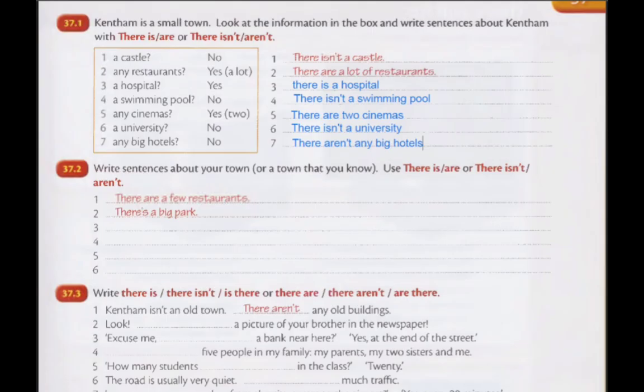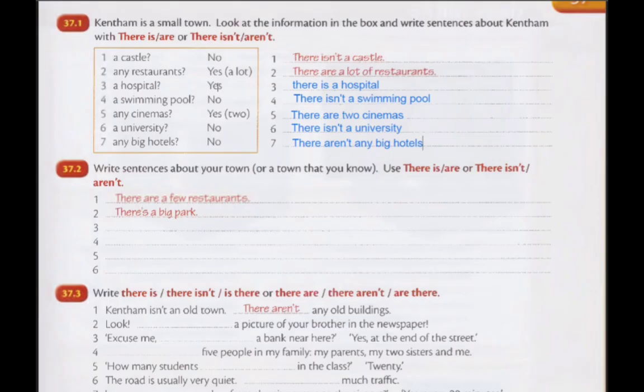Okay, guys. Now we have the answers. As you can see, a hospital, it's singular, so I use there is. Why there is, why there is not? Because we have yes here, so I use there is. But here we have no, I should use negative form. But for this, a swimming pool, it's singular, so I use there is not a swimming pool.